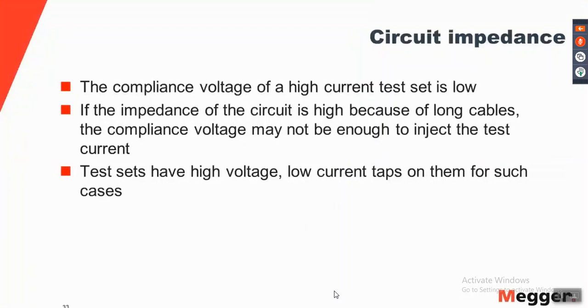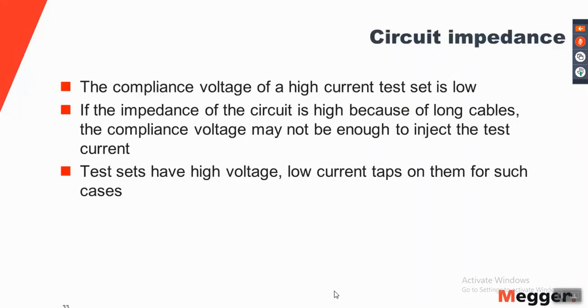When you use these high current testers, they deal with really high current, but they have really low compliance voltages. If the impedance of the circuit is high, if you're using really long cables that can result in high impedances, then the compliance voltage may not be enough to inject the test current. How do you deal with this situation? There are different ways of dealing with high circuit impedance.